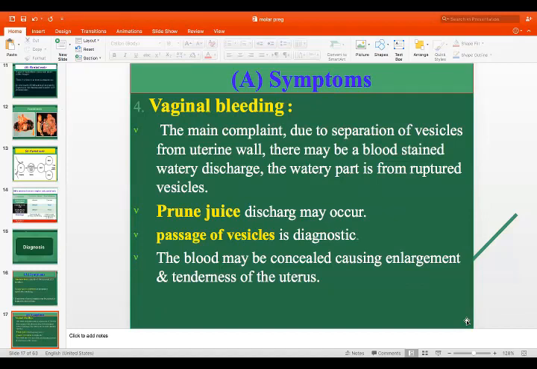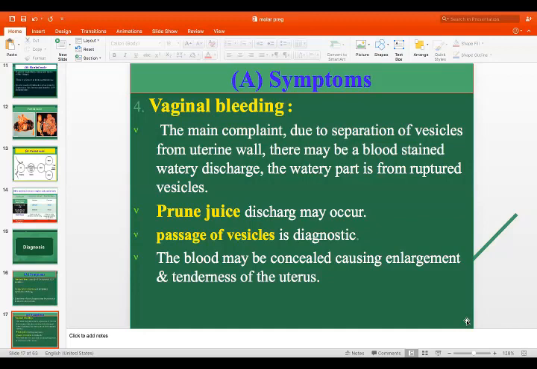This is due to the separation of vesicles from the uterine wall, and these vesicles are passed to the vagina along with the blood. Prune juice discharge may also occur, and this passage of grape-like vesicles is diagnostic. Whenever you see passage of grape-like vesicles vaginally, you must suspect a molar pregnancy.